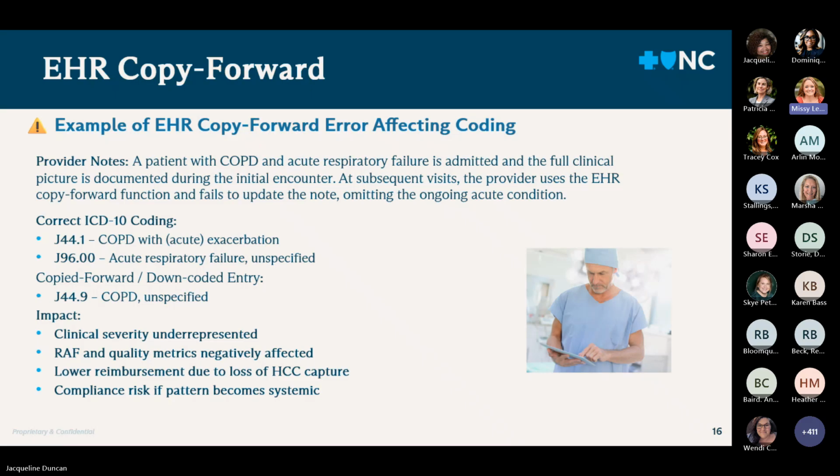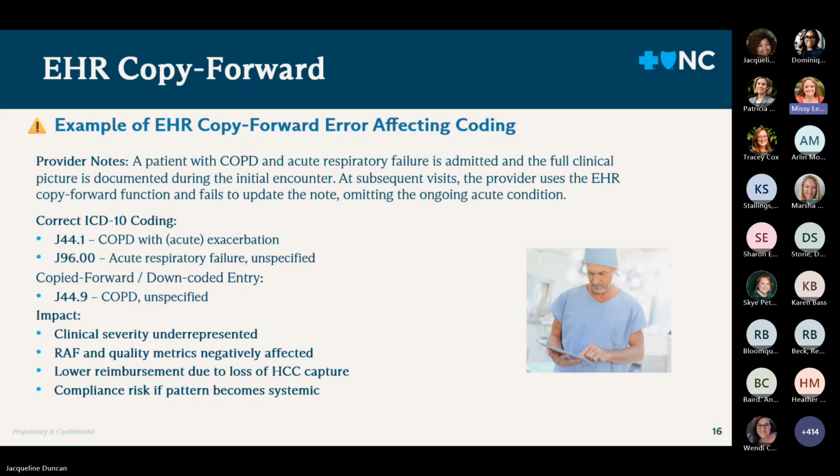This slide highlights one of the most common yet overlooked documentation pitfalls, the EHR copy forward error. Copying past medical histories or previous visit notes forward without confirming accuracy can lead to serious coding and compliance issues. In this example, the provider initially documented a complete picture, a patient with COPD and acute respiratory failure. The correct codes should have been J44.1 for COPD with exacerbation and J96.00 for acute respiratory failure. But in subsequent visits, the provider used the copy forward feature without updating the note.